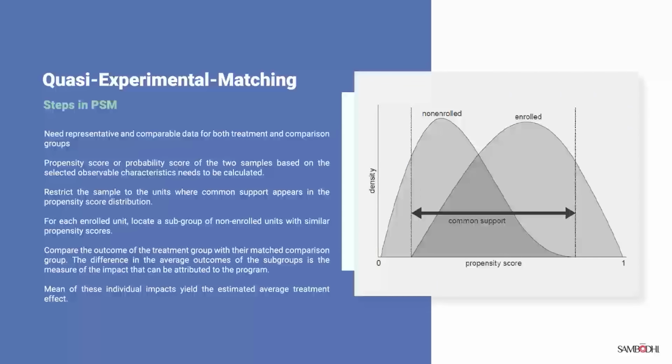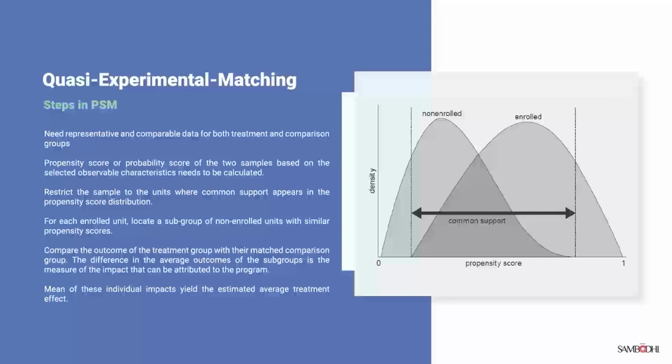There's another approach to quasi-experimental research known as matching. This approach requires both representative and comparable data for the treatment and comparison groups. The propensity score or probability score of the two samples, based on the selected observable characteristics, needs to be calculated. We need to restrict the sample to the units where common support appears in the propensity score distribution. For each enrolled unit, one has to locate a subgroup of non-enrolled units with similar propensity scores.